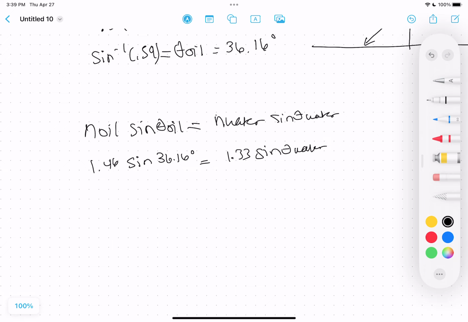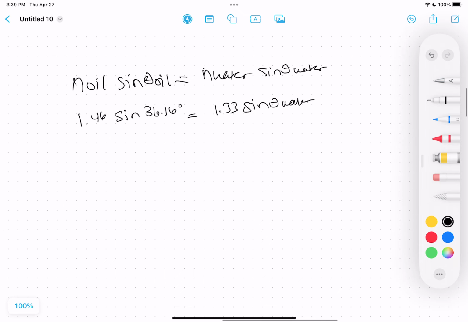So yeah, we take 1.46 times sine 36.16 degrees, right? And then divide by 1.33, and then take the inverse sine of that. That should give us 40.4, I think. I think they have on the keys like 40.6, but it depends on how you round it for that previous angle. If you didn't round at all, that's probably better. So just save your answer because that'll give you the most accurate result. But as long as you have your work correct, it's fine. So theta water is roughly 40.4 degrees.